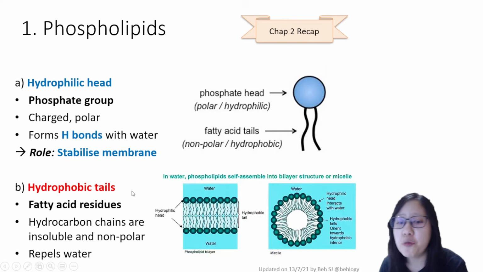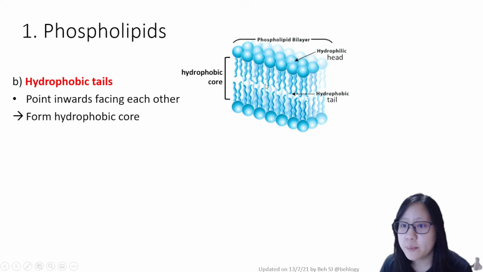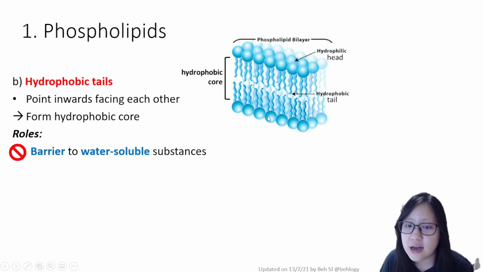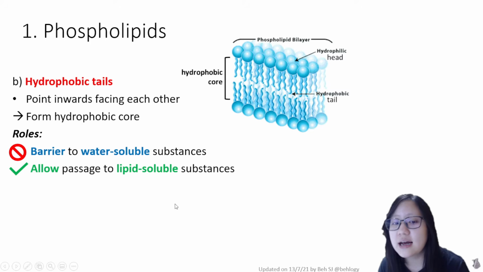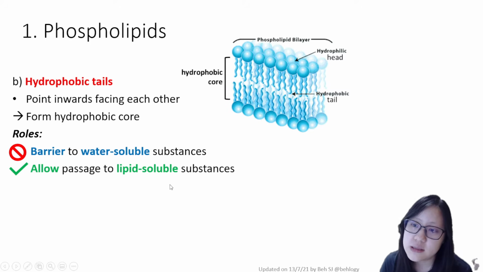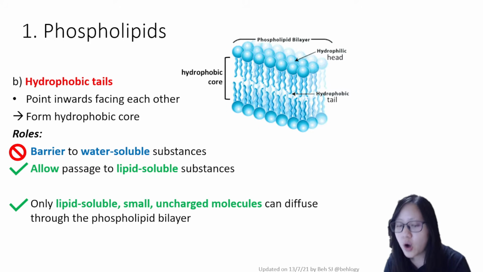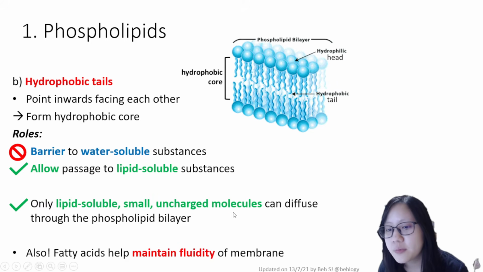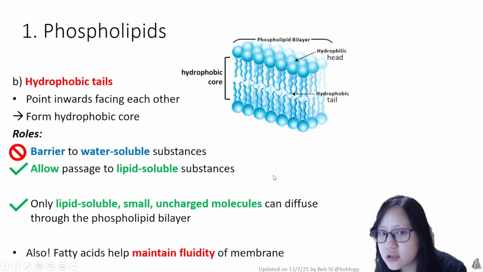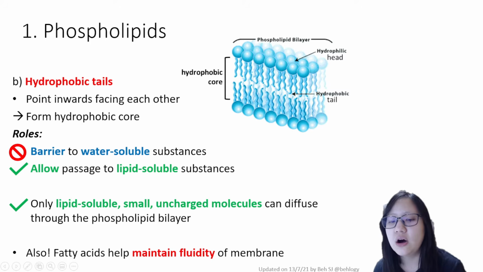How about hydrophobic tails? Since they form the hydrophobic core that we have talked about just now, this helps the phospholipid bilayer to be a barrier towards water-soluble substances and allow passage to lipid-soluble substances. So if the molecule is lipid-soluble, small, and uncharged, then only can it diffuse through the phospholipid bilayer. Now, there's also an extra function for the tails. The fatty acids can also help maintain fluidity of the membrane.